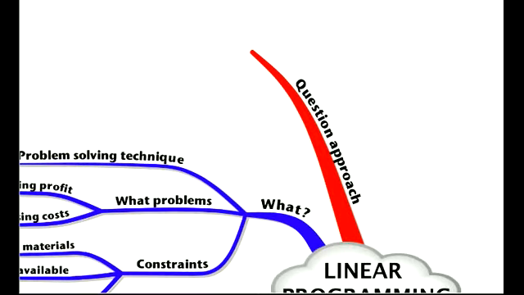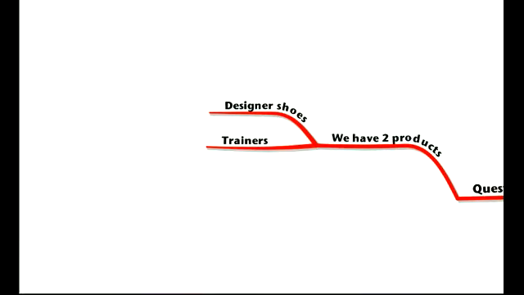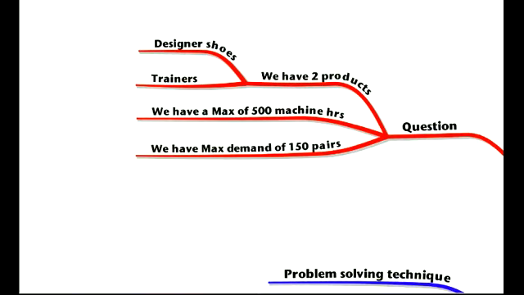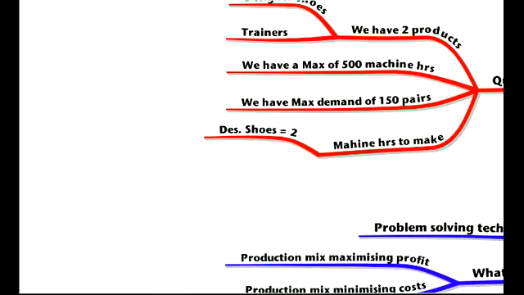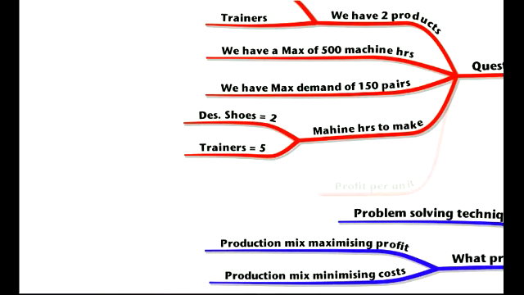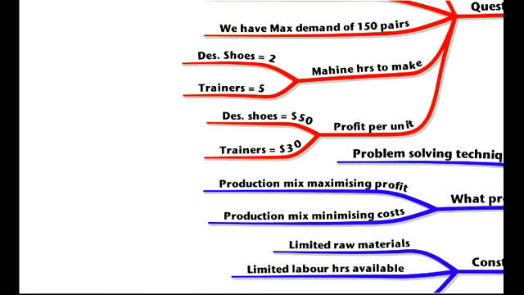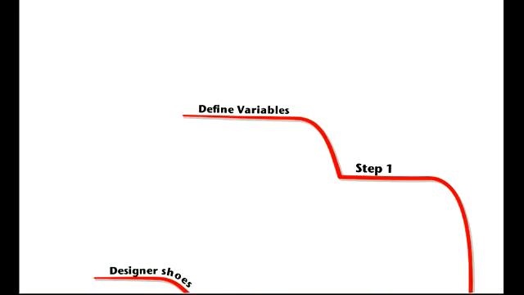The best way to do this is to look at a question. So we looked at our question that involved our designer shoes and trainers being our two products. We had a maximum of 500 machine hours and a maximum demand of 150 pairs of either designer shoes or trainers. The machine hours taken to make each were designer shoes took 2 machine hours, trainers took 5 machine hours. Profit per unit was $50 for designer shoes and $30 for trainers. Best way in the exam is to set that all out in a little list so you can pick each bit out easily. So step one was to define our variables.